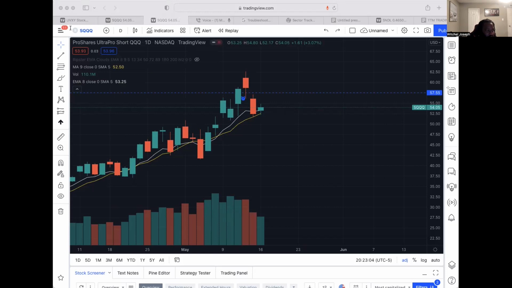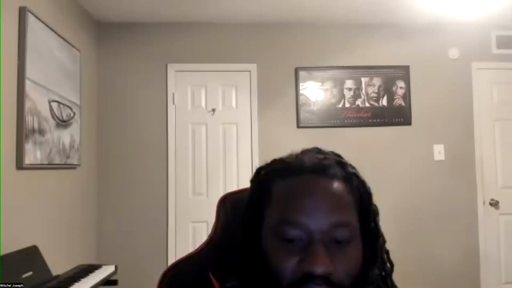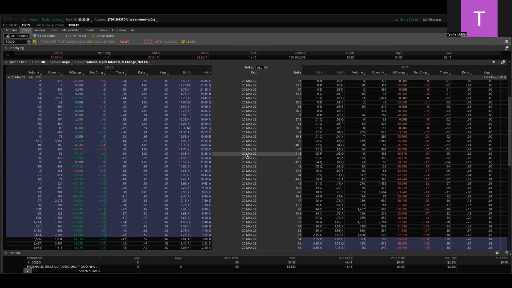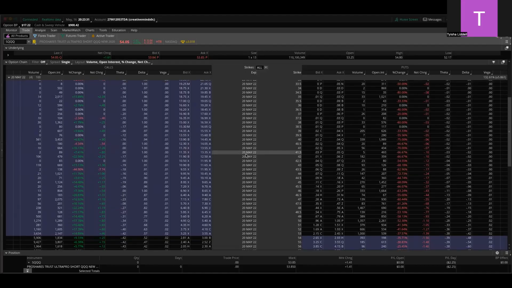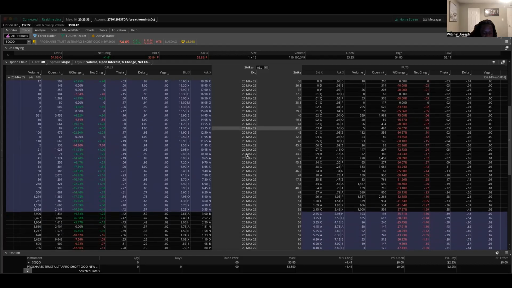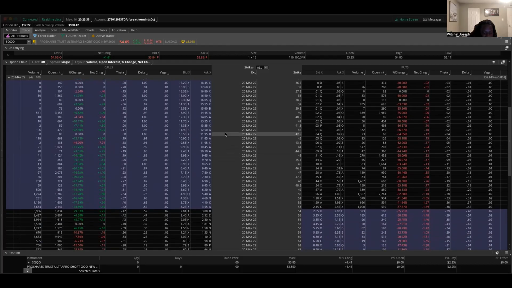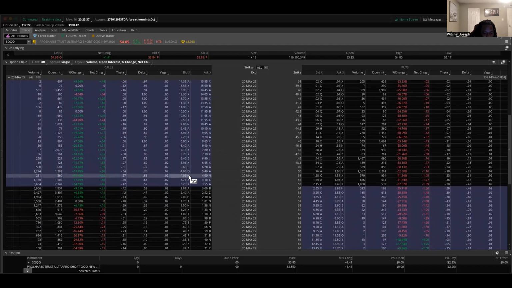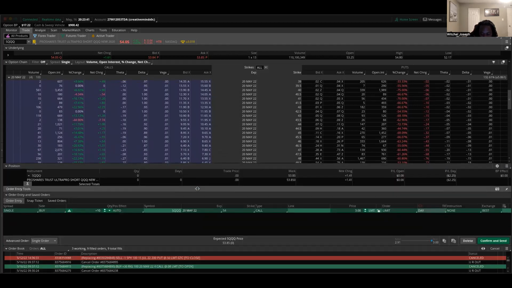But let's just say I want to buy SQQQ, and let's just say I want to buy a weekly option expiring this week. We see your TradingView. Oh, my fault. All good. Now you have to see my screen. So let's say I wanted to buy a weekly option on SQQQ. Look at the money right now. It's $291.